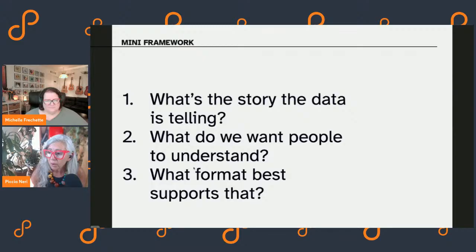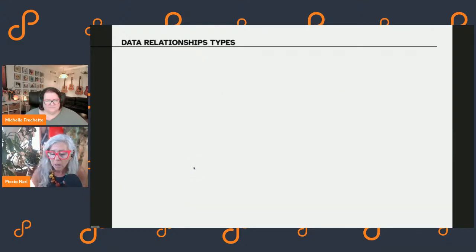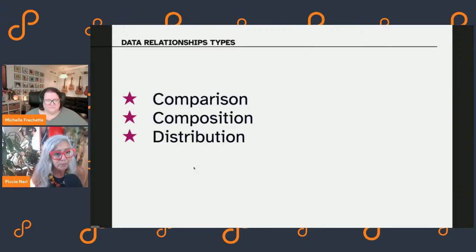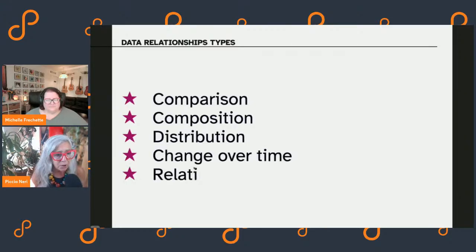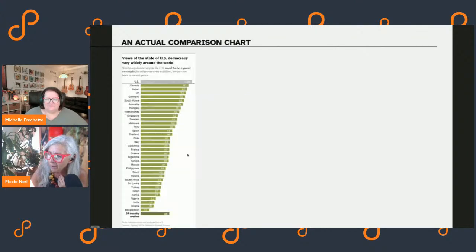And then I'm just going to give you the data relationship types. We're not going to go into detail about any of them. I'm just going to show you a few inaccessible ones, and we're going to see how we can make them more accessible. So comparison, composition, distribution, change over time, and relationship. These are the types of data relationships. So the first one, comparison.